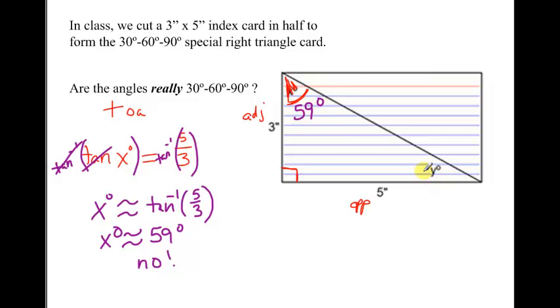We could do the same kind of thing for Y, or we could just be smart about it. If this is 59 and this is 90, let's add that up and see what angle Y would be if we subtract from 180. Angle Y is just going to be about 31 degrees. So, okay, it's not a 30, 60, 90, but it's really close.